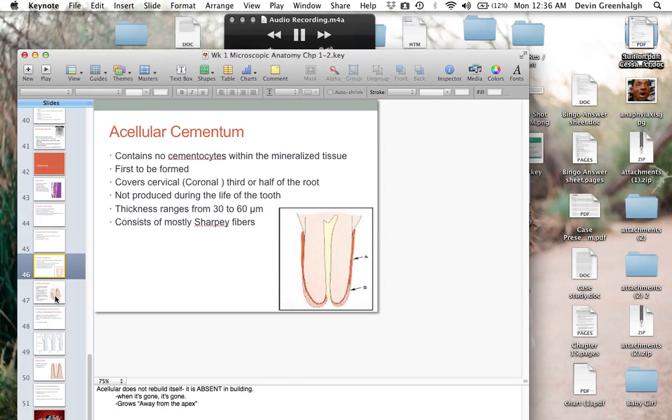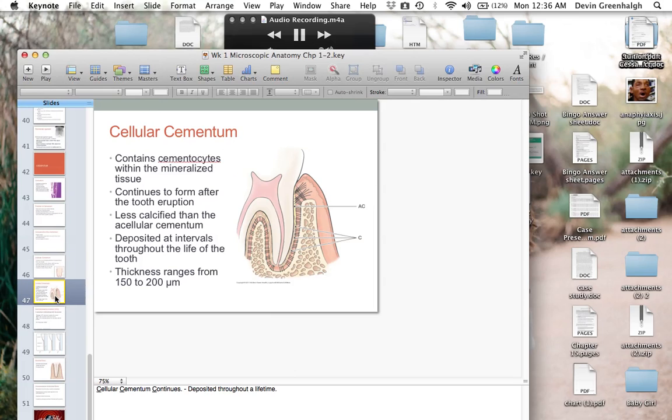So that's acellular, and then you have cellular, which is cementum that continues. It builds throughout a lifetime. It continues to form after tooth eruption and does contain cementocytes.